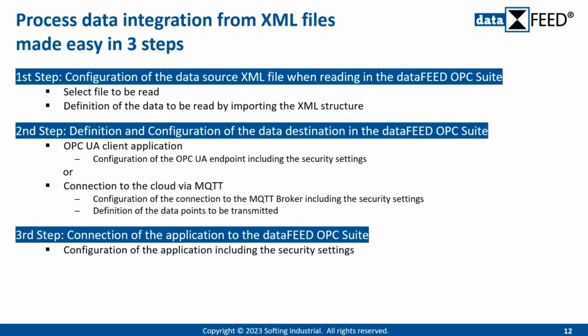For example, UA client application, configuring OPC endpoint, including security settings. It's quite easy. UA. And on MQTT, first you have to configure your MQTT broker connection. Second, you have the definition for the data points to be transmitted. This is the second topic. And third topic, last but not least, is the connection of the application to the suite or to the cloud solution. It depends. Configuring the application, in my case, it was an OPC client, demo client, or you can also have this MQTT demo client application.